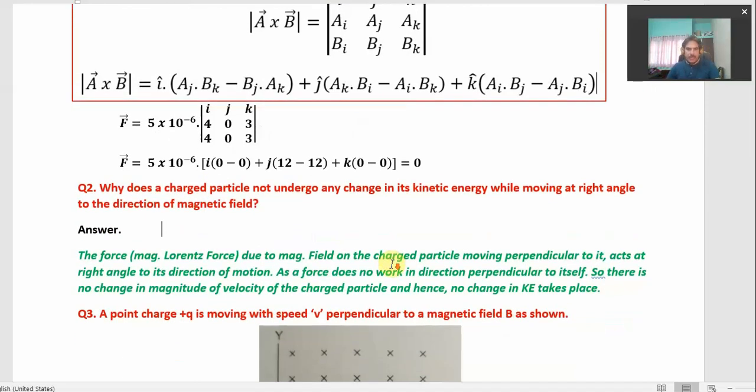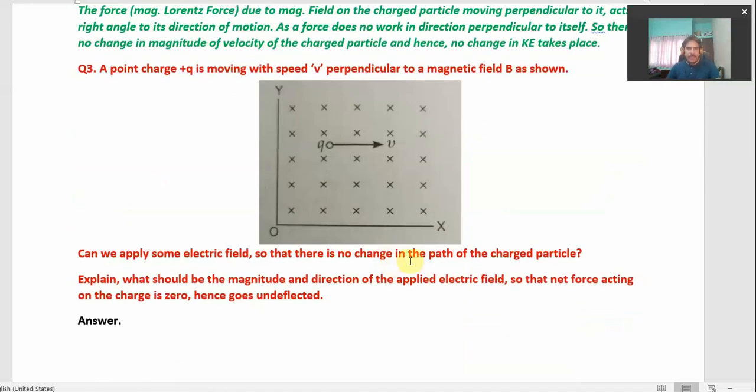Okay, let us take the third question. It is a point charge plus q, moving with velocity v perpendicular to the magnetic field B as shown in this diagram. In the xy plane there is a magnetic field represented in the form of crosses. A cross represents that the direction of the magnetic field is perpendicularly inward. If this is a paper you are looking at, then the magnetic field will be perpendicularly inward.